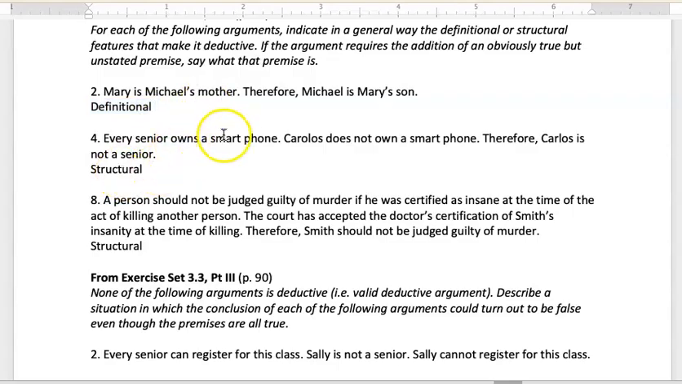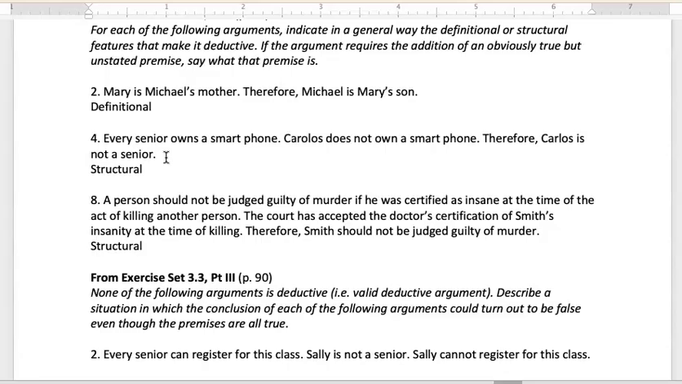Number 4: every senior owns a smartphone. Carlos does not own a smartphone, therefore Carlos is not a senior. The way I see that this is structural is I try to put it in what we call symbolic form. So I say every A owns a B. Carlos does not own a B. Therefore, Carlos is not an A.